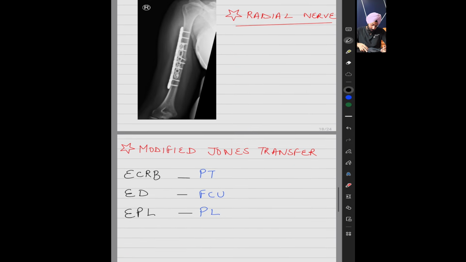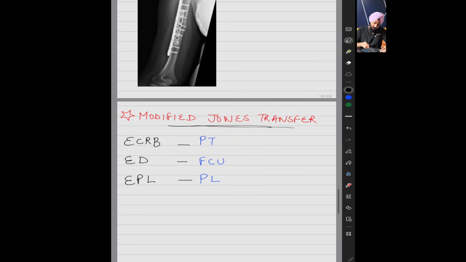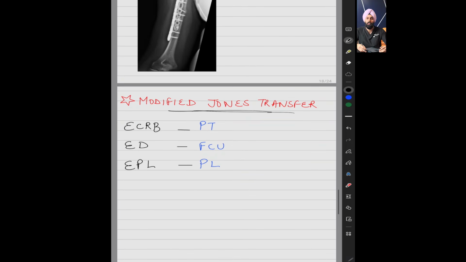And moving on, we have the modified Jones transfer. That is a very commonly asked question in NEET as well as AIIMS exams. Here, since the extensor muscles of the forearm are not working anymore, we have to proceed with tendon transfers. The muscles not working are ECRB, the extensor carpi radialis brevis, extensor digitorum, and extensor pollicis longus. For ECRB, we have PT, the pronator teres. For ED, we have the FCU, the flexor carpi ulnaris. And for EPL, we have the palmaris longus.